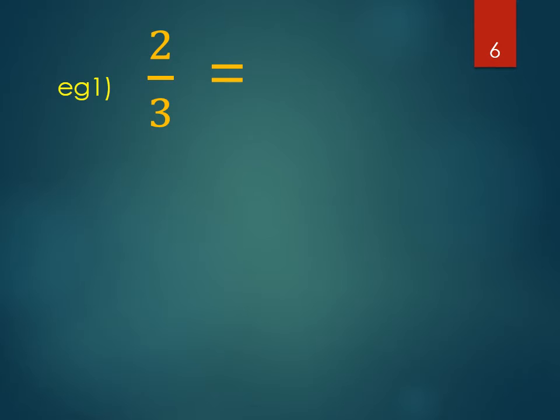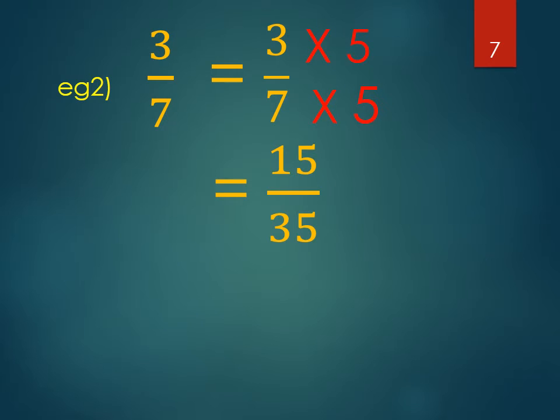Right, let's see example 1. 2/3. We can multiply both the numerator and denominator by 2. Then we can get 4/6 as an equivalent fraction. Example 2. Both multiplied by 5. Then 15/35. The equivalent fraction of 3/7 is 15/35.